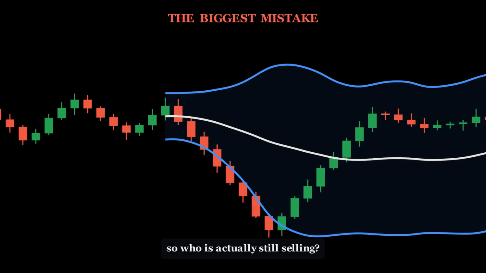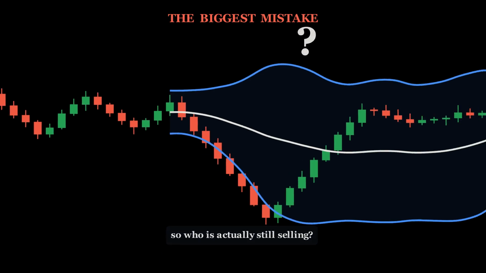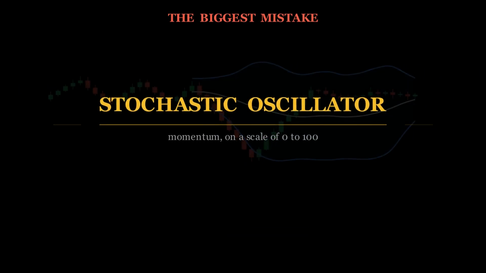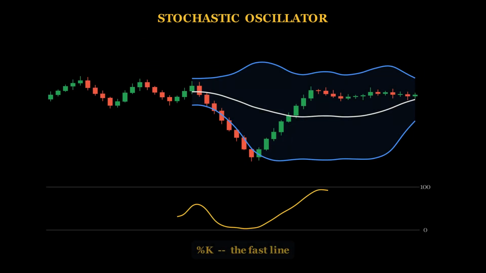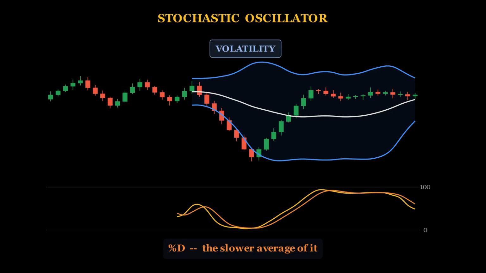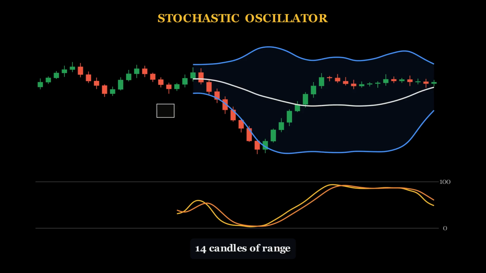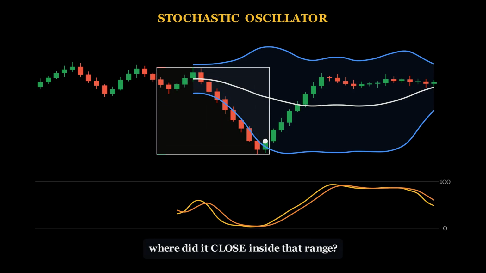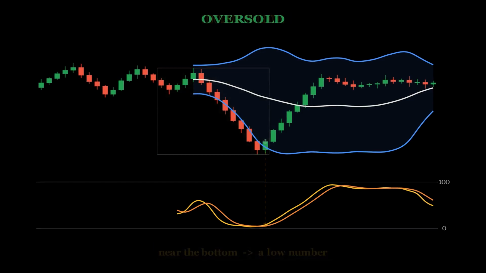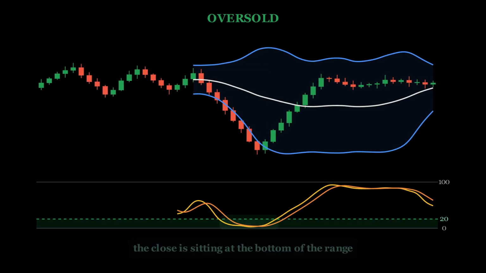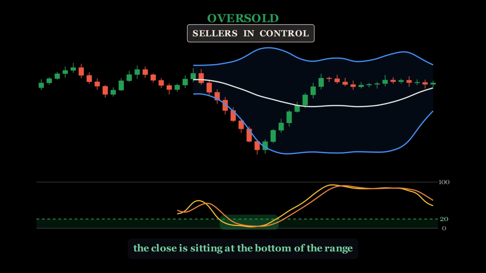So, how do we know if sellers are actually losing control? That's where the stochastic oscillator comes in. Unlike Bollinger Bands, the stochastic doesn't measure volatility. Instead, it measures momentum. It compares the current closing price with the recent trading range and gives a value between 0 and 100. When the stochastic falls below 20, it tells us that the market has been closing near the bottom of its recent range. In other words, selling pressure has been dominating.